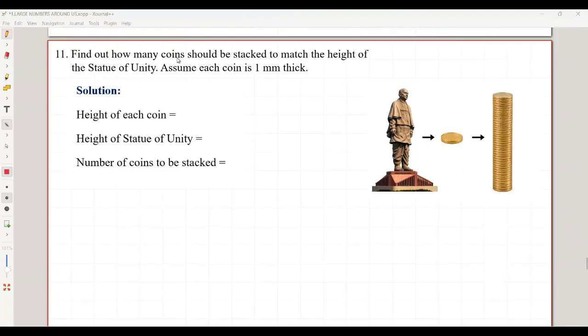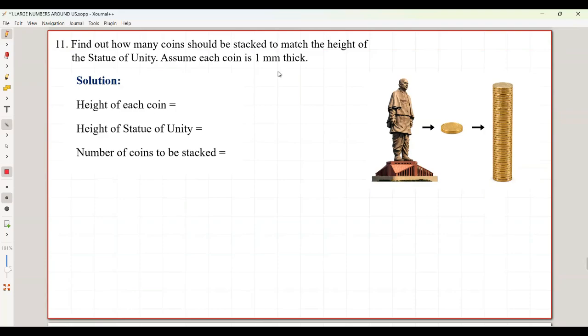Find out how many coins should be stacked to match the height of the Statue of Unity. Assume each coin is 1 millimeter thickness. The height of each coin is given as 1 mm. The height of the Statue of Unity is 180 meters. Here the coin is given in millimeters, while the height is given in meters.